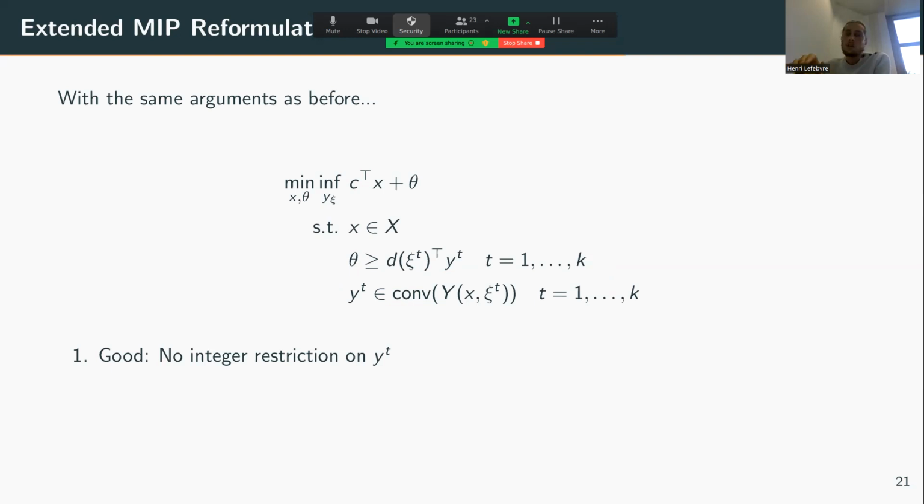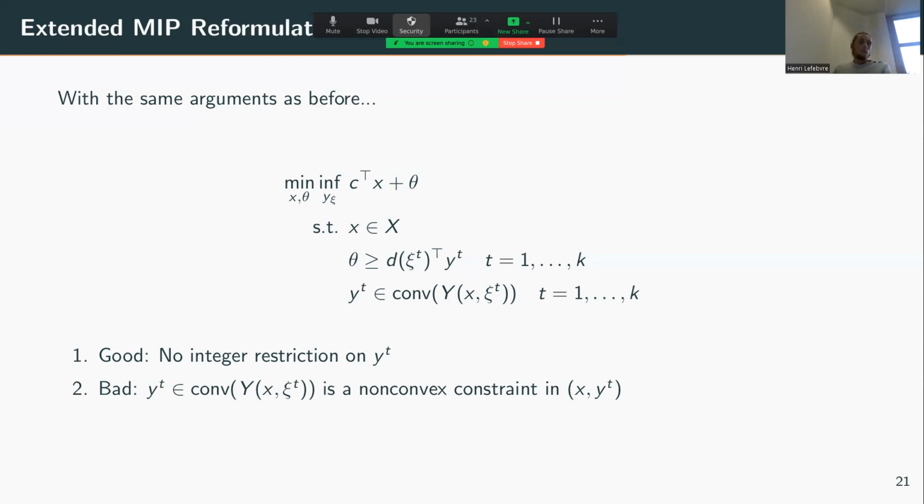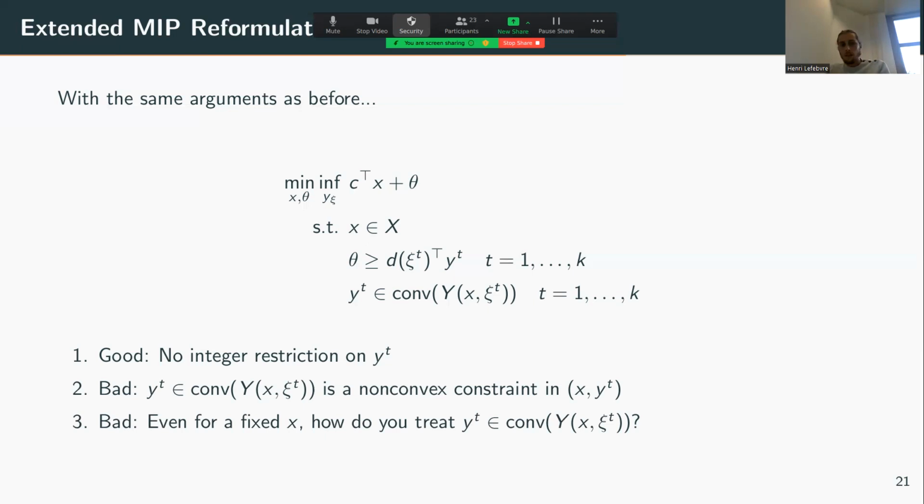The bad thing, however, is that the constraint that tells you that y has to belong to the convex hull of Y(x, ξ) is a non-convex constraint in (x, y), right? If x is fixed, this is nice. y has to belong to a convex set. But here, x is free, and so this is non-convex. But then, even if x is fixed, how do you treat that y has to belong to the convex hull? How do you compute it?